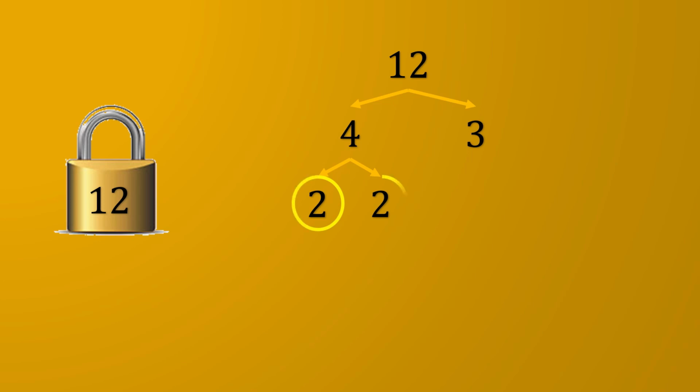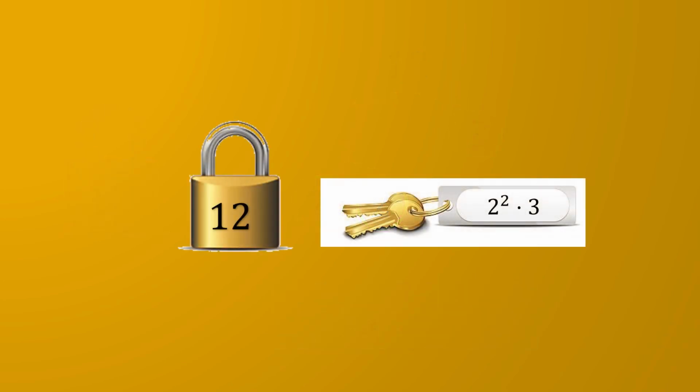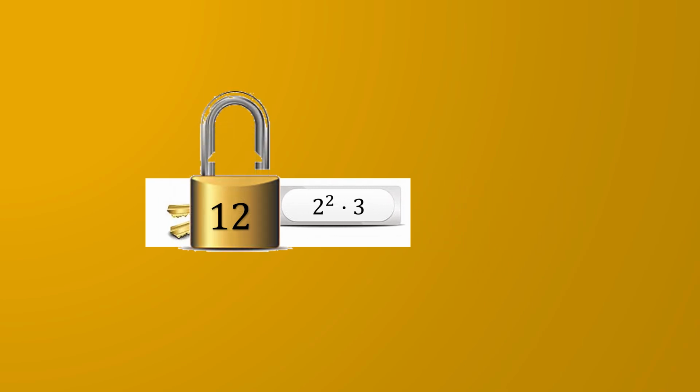Let's start with 12. Can you express 12 as a product of two factors? If you answered 4 times 3, you are correct. However, is 4 a prime factor? No. That's why we need to express 4 as a product of prime factors, which will give us 2 times 2. We can notice that the prime factors of 12 are 2 and 2 and 3. We can express it using exponents like this. 2 squared times 3. Let's see if this key is correct. Great job!